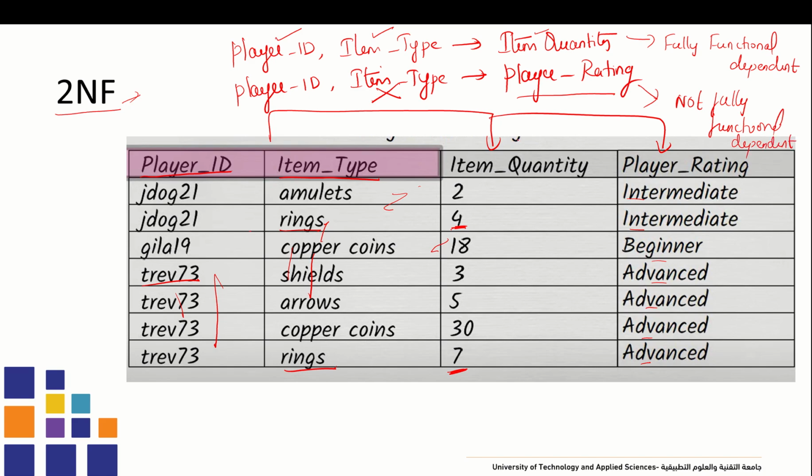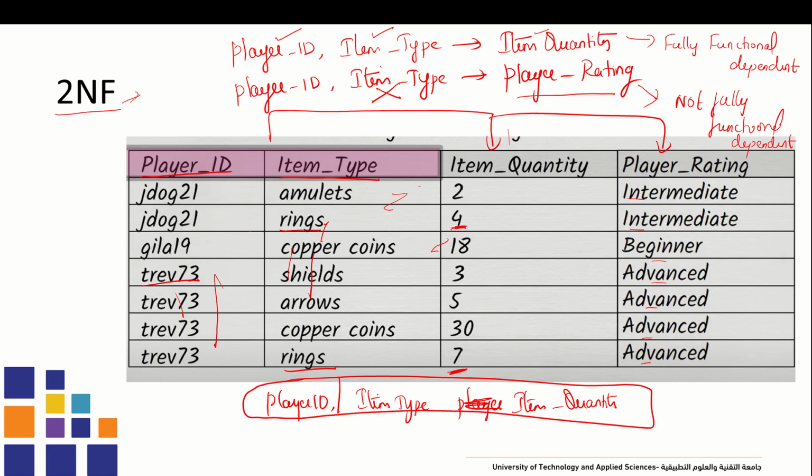So what I have to do, I have to split this table. So how I am going to split the table? Player ID, item type, and item quantity will be in one table. Okay. This will be in one table. And what is required to determine the player rating? Only the player ID. So player ID and player rating will be in another table.